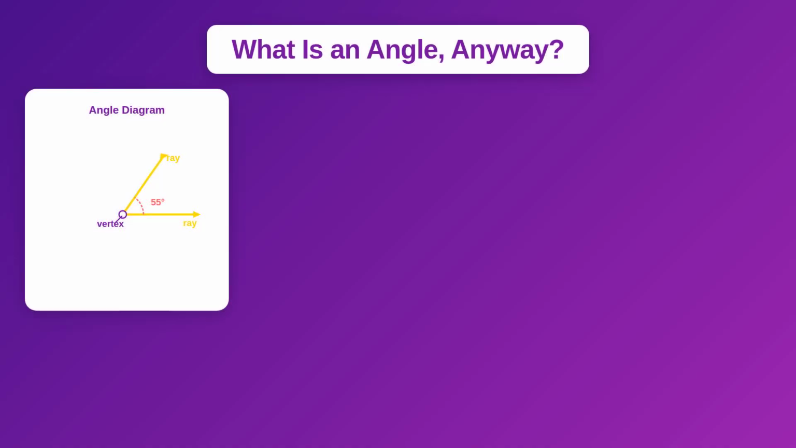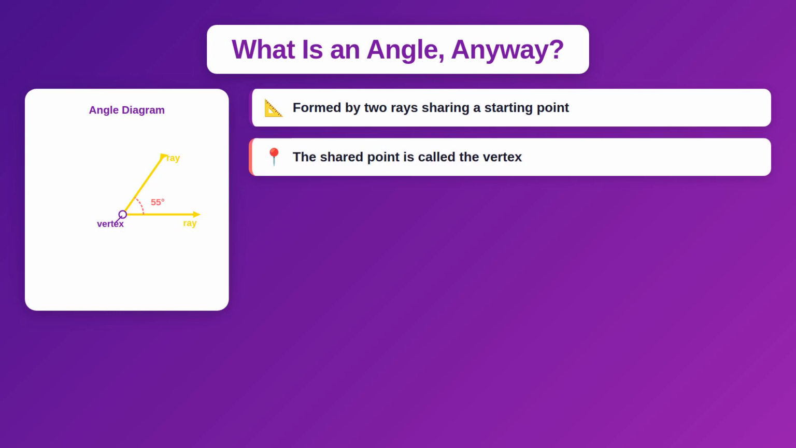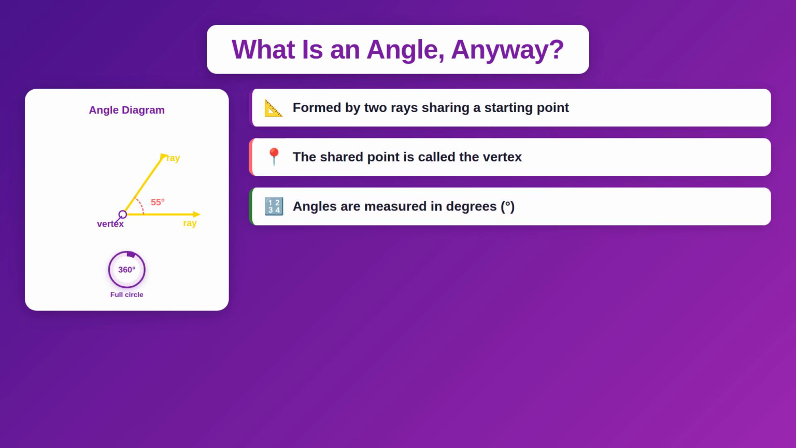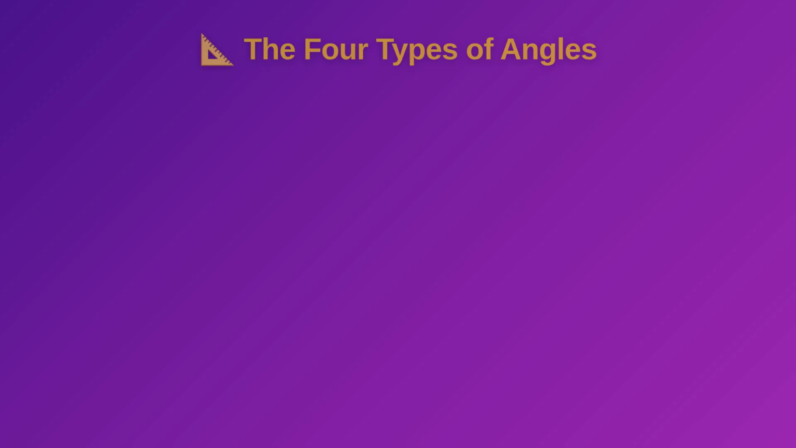Before Maya can classify angles, she needs to know what an angle actually is. An angle is formed when two rays share the same starting point. That point is called the vertex. Think of it like two roads meeting at an intersection. We measure angles in degrees, and a full circle is 360 degrees. So every angle is just a slice of that circle. Some slices are tiny, some are huge. Maya's drawing pencil is already making angles everywhere she looks.